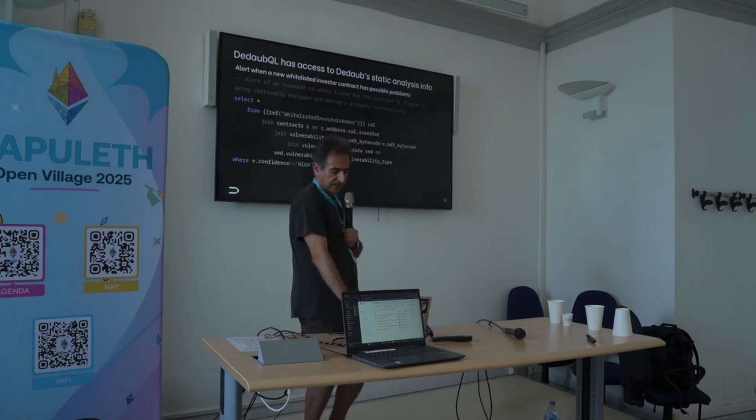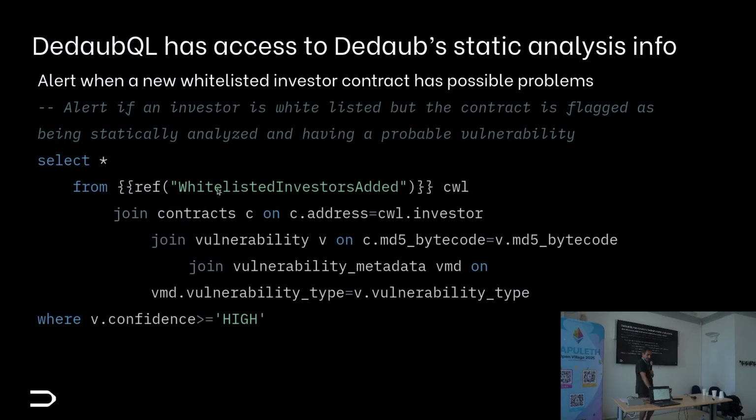So let's look at something here. What this says is, again, it appeals to the previous query, whitelisted investors added, and then it joins this and says, I want to get the investors that were whitelisted, but at the same time have been marked by a static analysis algorithm as having a vulnerability with high confidence.